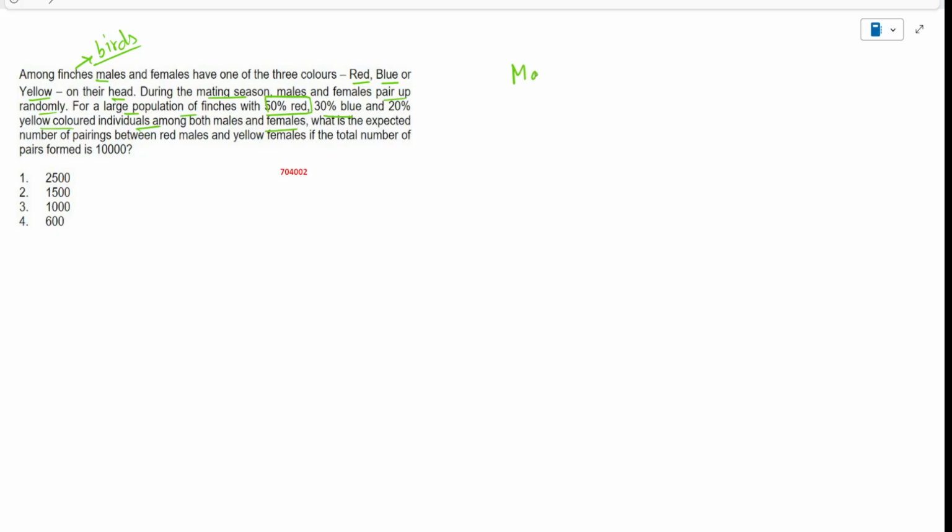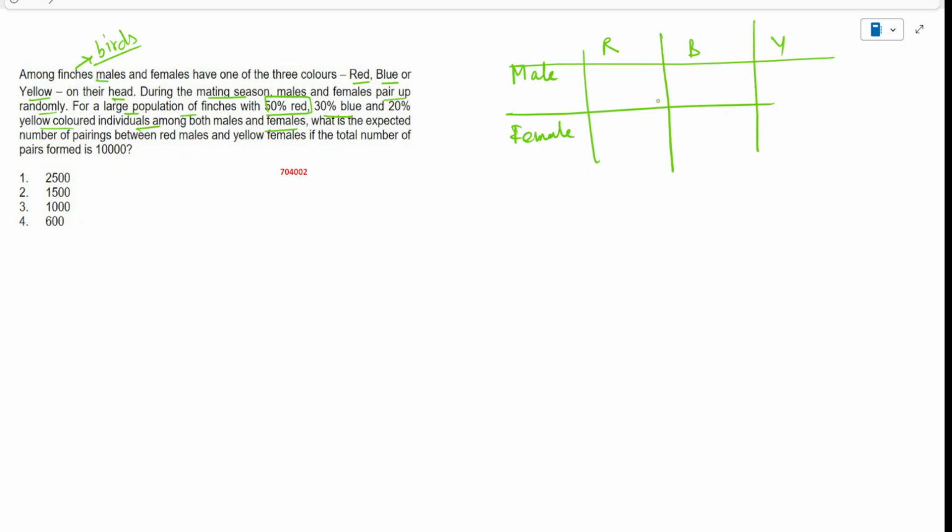So suppose this is the male category and this is the female category. There are three colors: red, blue, and yellow. And in both cases, the percentages are 50% red, 30% blue, and 20% yellow.